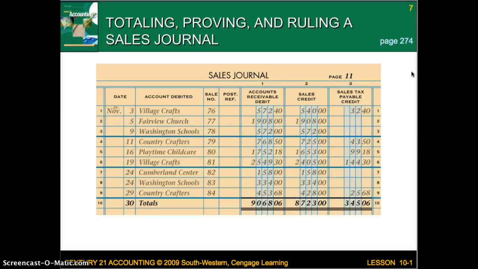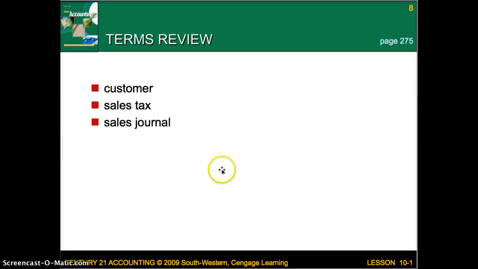Totaling, proving, and ruling a sales journal. You guys know how to do this. I don't need to explain again. Single line, date, total, write it, double line at the end. These are the things that you need to know for 10-1.